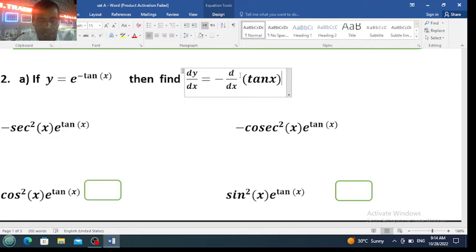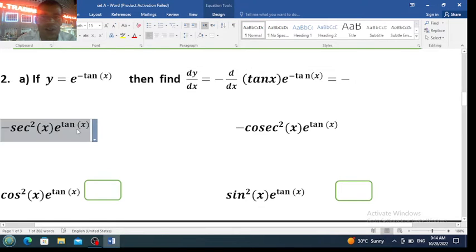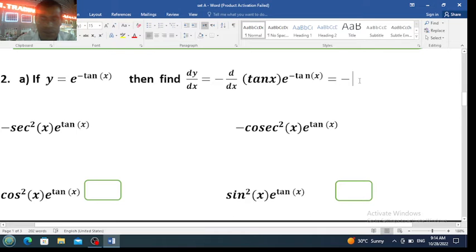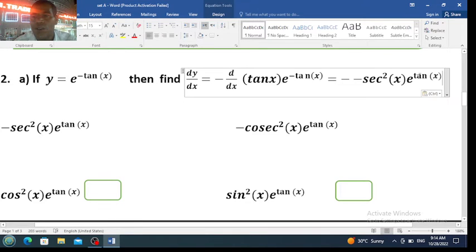Then I will erase this equal sign. And the first derivative of tangent, learners, is sec square. So it will be negative sec square of x, times exponential of minus tangent of x. Okay, this is the first derivative of this function. Therefore, the correct answer, learners, is this one.